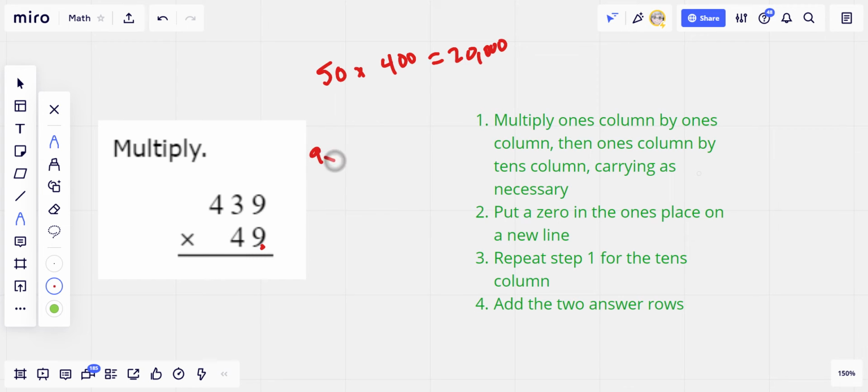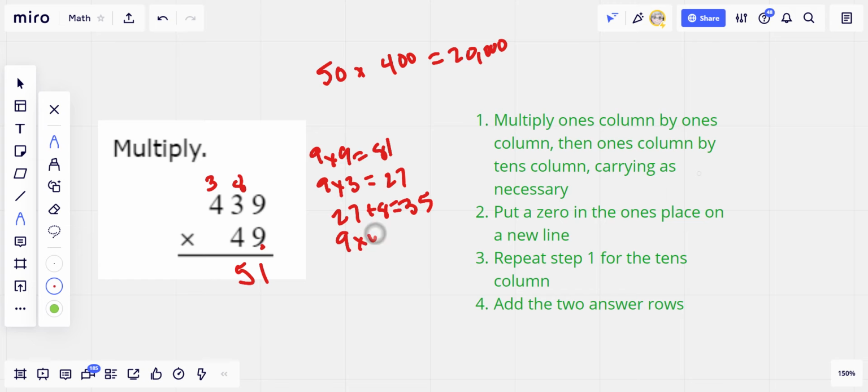First, we have 9 times 9, and that is 81. So the 1 goes down here, the 8 gets carried. Then we do 9 times 3, and that's 27. But then we've got to add that 8. So 27 plus 8 is 35. So the 5 goes down here, and the 3 gets carried. And then we have 9 times 4, that's 36, plus 3, that's 39. And there's nothing else to carry it to, so we put the whole 39 down here. All right, so that's the ones. We've multiplied by that 9.